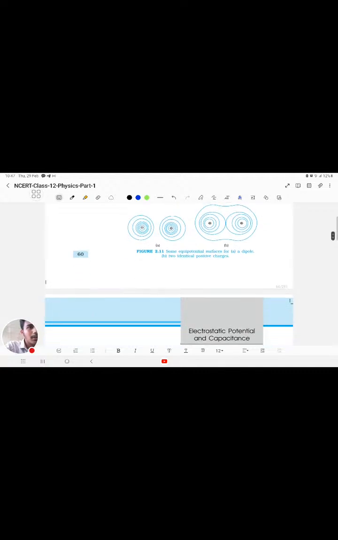Offer an alternative visual picture in addition to the picture of electric field lines around a charge configuration. For a uniform electric field E, say along the x-axis, the equipotential surfaces are planes normal to the x-axis, that is, planes parallel to the yz plane. Okay, the equipotential surfaces of a dipole and of two identical positive charges. Okay, fine, great.